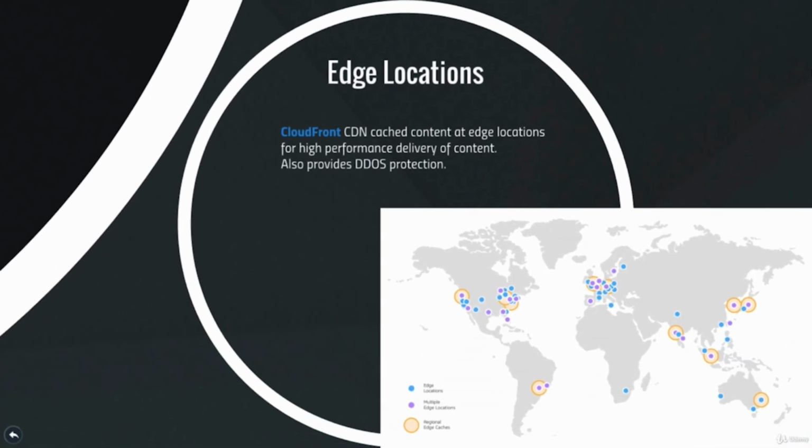There are over 100 edge locations that are used for the CloudFront content delivery network. CloudFront can cache your popular content, such as images and videos, and distribute that to edge locations across the globe for high-speed delivery to your end users, no matter where they are located. And it'll do that with very low latency. It also provides great protection against DDoS attacks.